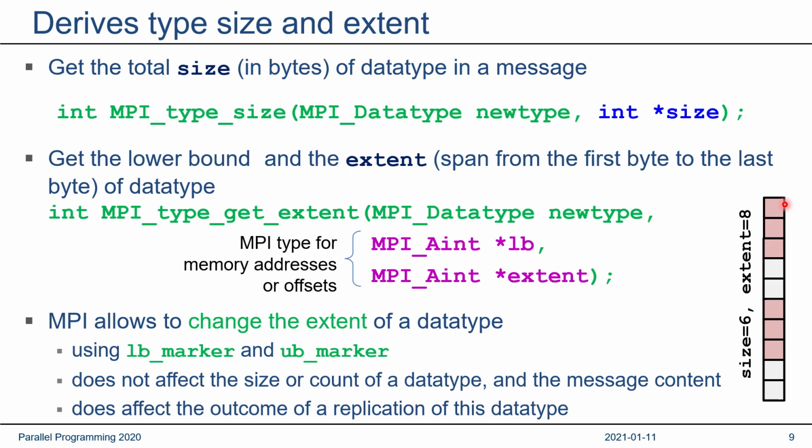Now MPI allows you to correct the problem with the gaps by changing the extent of a data type. So you can use LB marker and UB marker, and it does not affect the size or the count, but the extent of the type. Of course, also the message content is not affected. Of course, it does affect what happens if you use the data type in a send operation or receive operation and specify a count that's more than 1. In that case, the defined gaps will be observed as opposed to the default behavior where the gaps at the end and the beginning will not be observed.